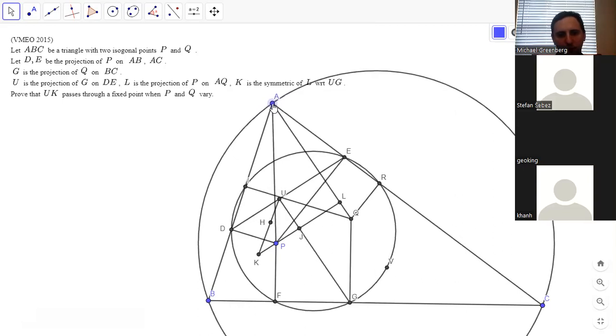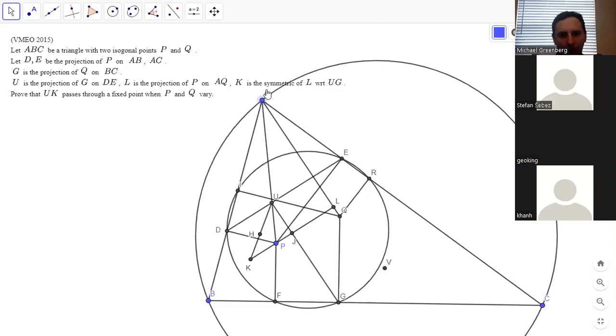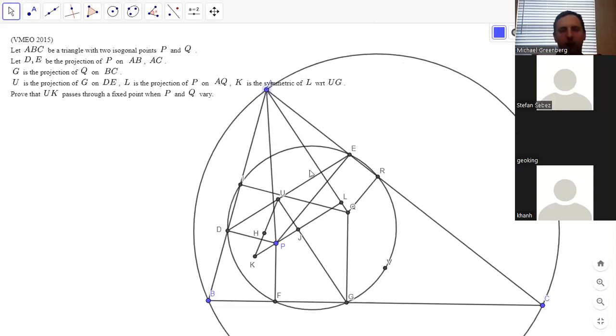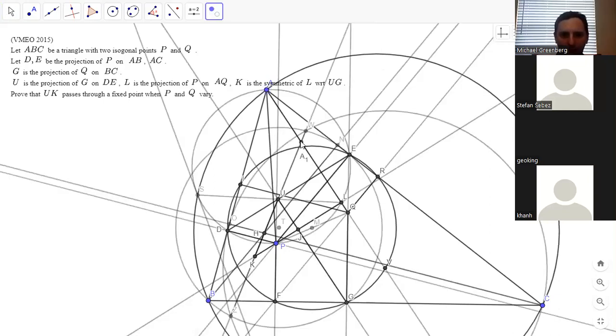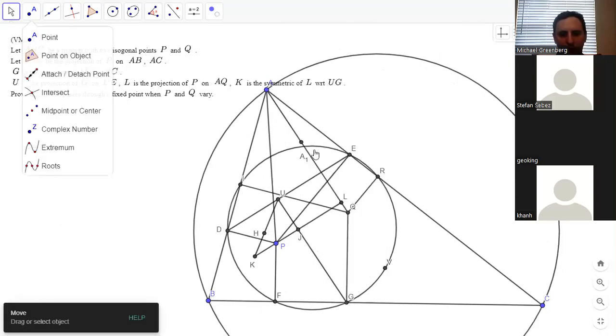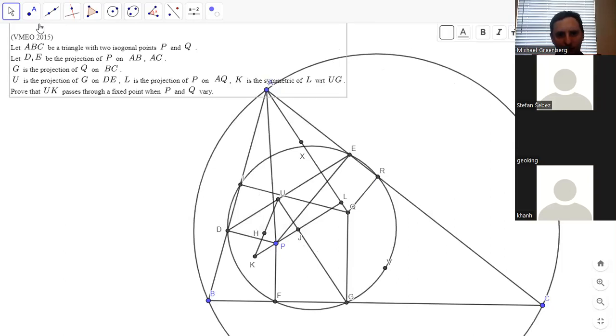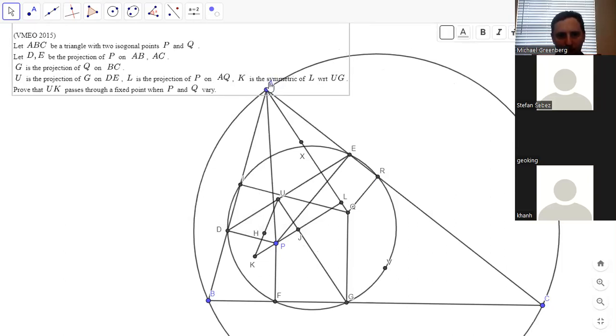Yeah. So can you label the orthocenter of AED? AED, yeah. Let me see, I think it might be this point right here. Okay, so let me call it X. So we have an easy claim that ADLE is cyclic. They lie on the circle with diameter AP.